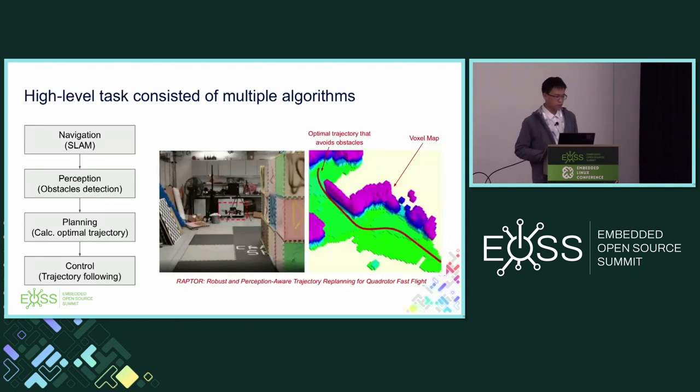To illustrate more, here we have a scenario of obstacle avoidance. Like we discussed earlier, these high-level algorithms are modularized into different packages. To achieve obstacle avoidance, we first need a navigation package with SLAM, and maybe a perception software package to detect the obstacles, then plan an optimal trajectory, where optimal is in the sense of maybe minimal energy or smoothness of the trajectory. Then finally, we send this trajectory to the flight control board and ask the UAV to follow the trajectory, then avoid the obstacles.